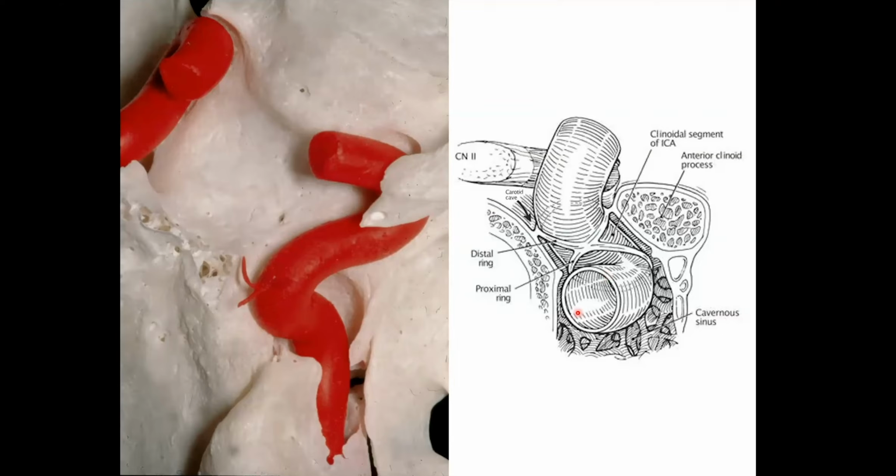So if we look at this really nice illustration on the right, there's so much information you can glean from this. And we can see down here, this is the proximal dural ring.